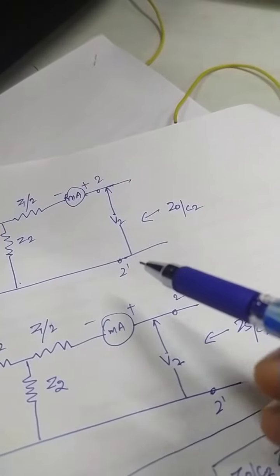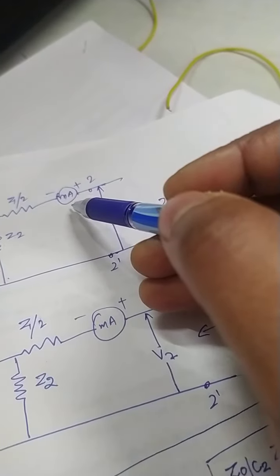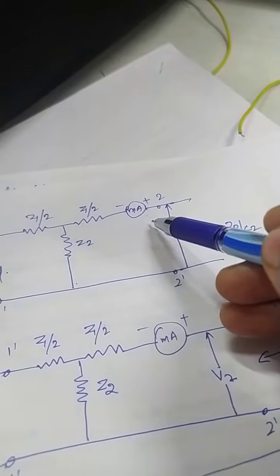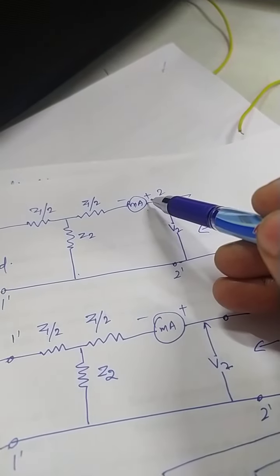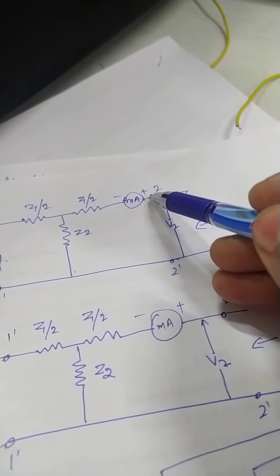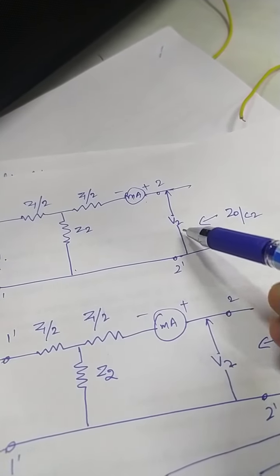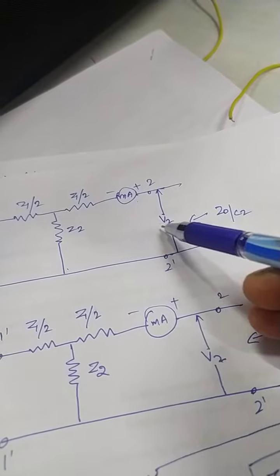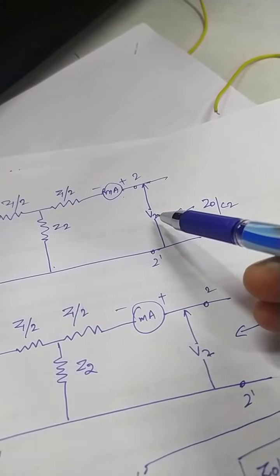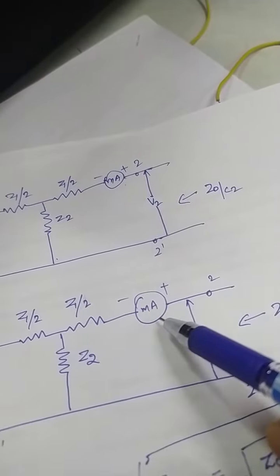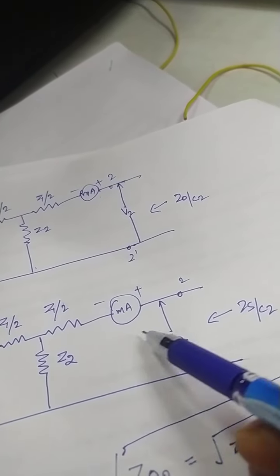Only the difference here is that this time the milliammeter will be connected on port 2 instead of connecting at the input port. The positive terminal of the milliammeter will be connected on the other side, because over here we have to connect the applied voltage, and after that we will be connecting the voltage across this, that is by the voltmeter. Similarly, the milliammeter is connected onto port 2.